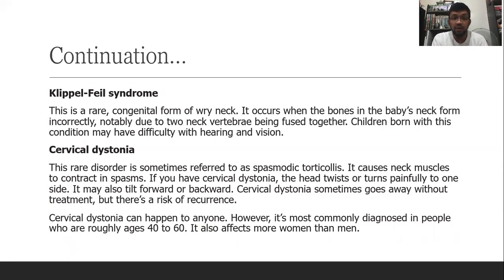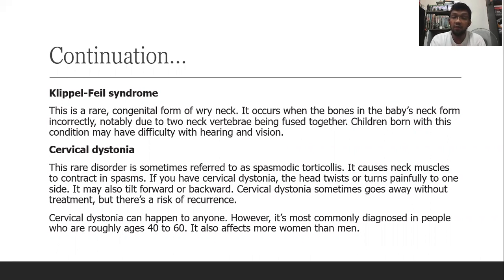Cervical dystonia. This rare disorder is sometimes referred to as spasmodic torticollis. So it causes neck muscles to contract in spasms. And if you have this cervical dystonia, the head twists or turns painfully to one side. It may also tilt forward or backward. This can go away without treatment, but there is a risk of recurrence.